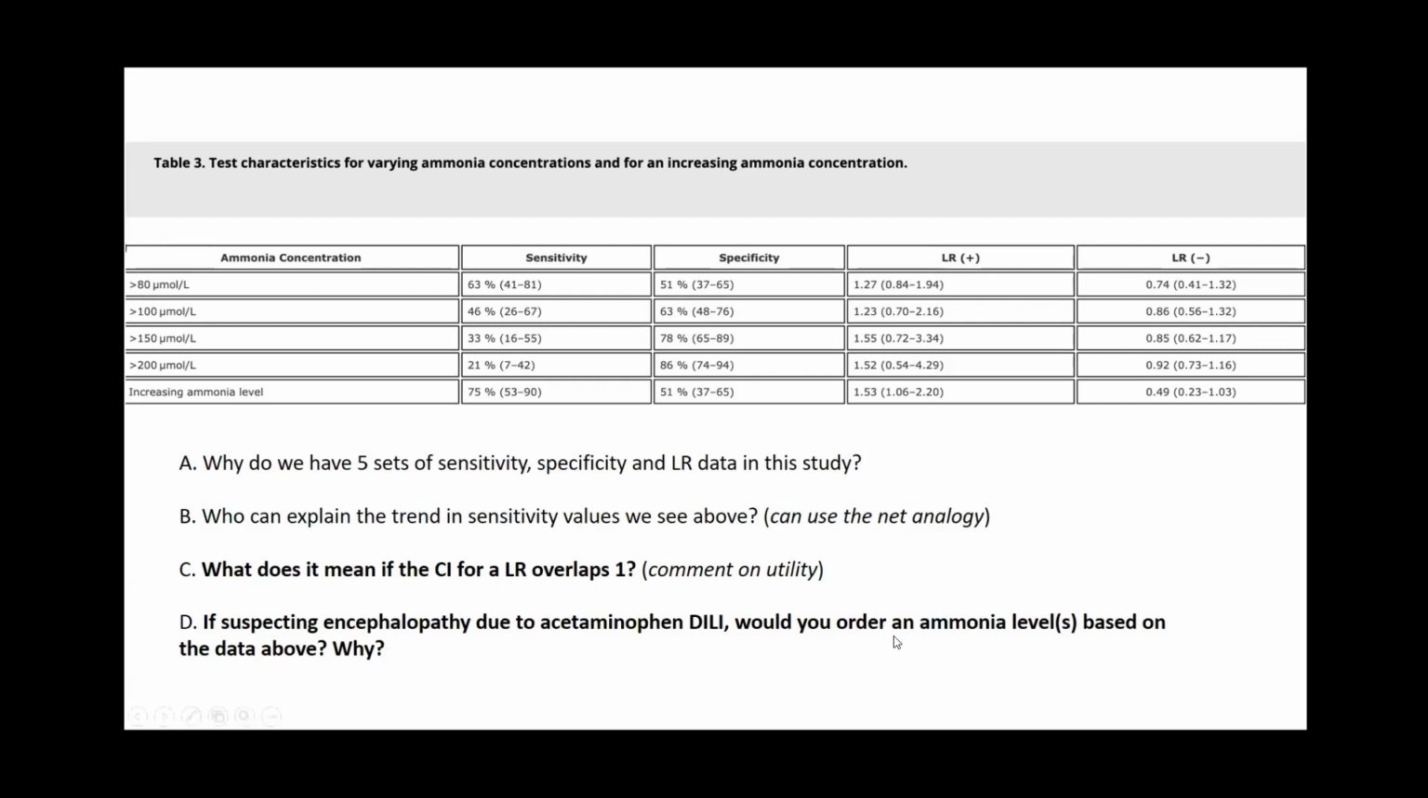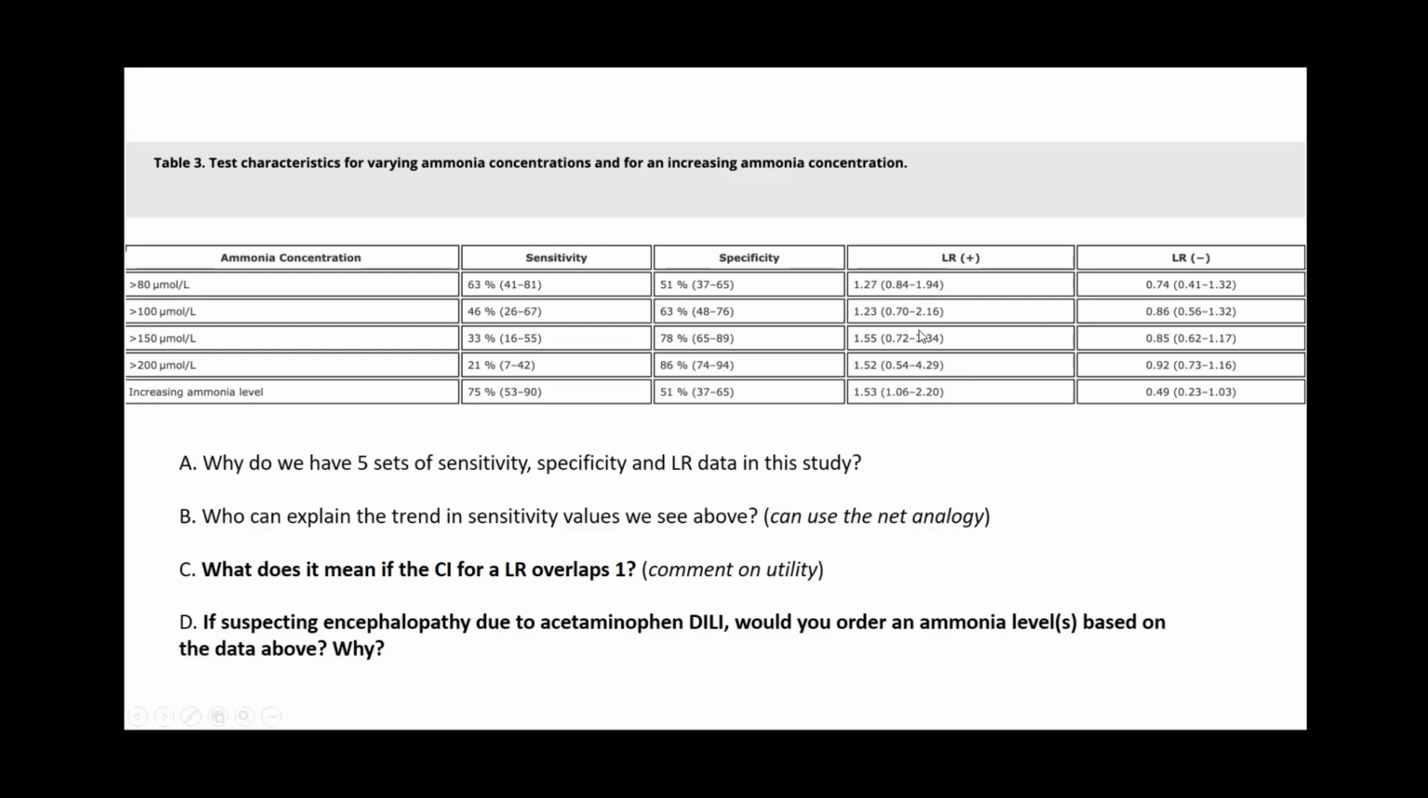Yeah, exactly. So looking at the utility of that study, if it's overlapping with 1, then we can't say that this test and the likelihood ratio is statistically significant at moving the needle of likelihood in either direction, right?